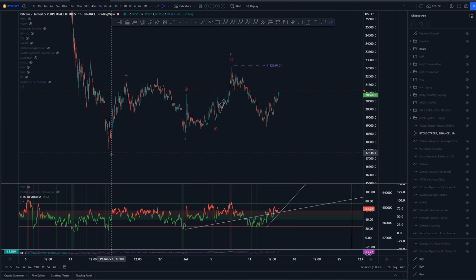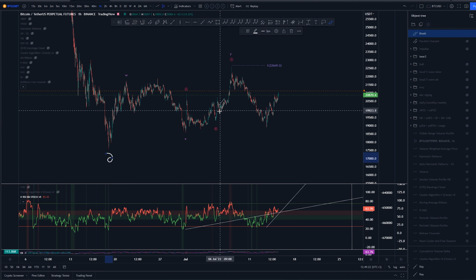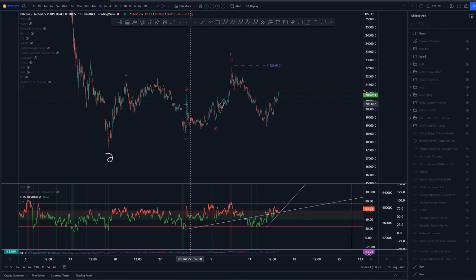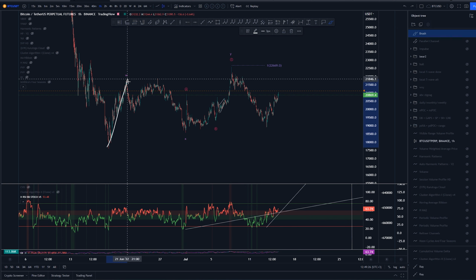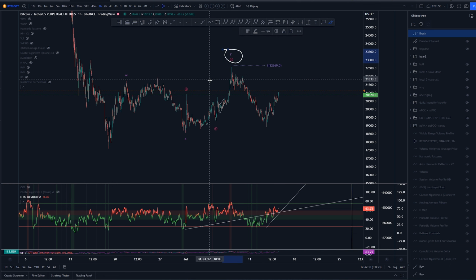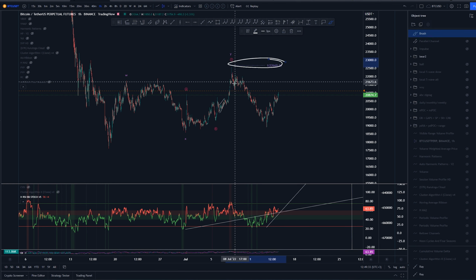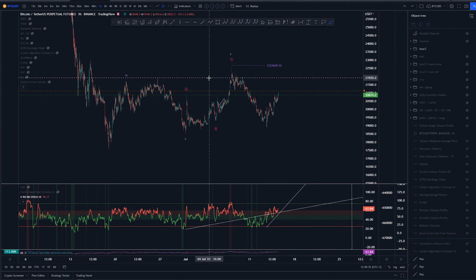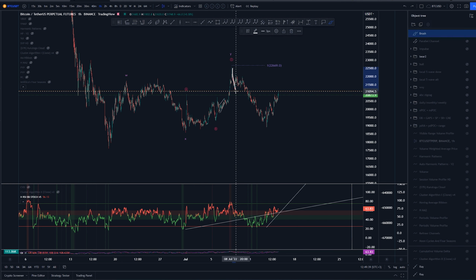That's a scenario which would support the fact that we would have this as A, and this would be the wave B. We would have this as a W, 3-wave pullback into X, and then 3-wave pullback or extension to wave Y, getting almost to the 1-to-1 extension here as the target. And then we would have this structure here as a 5-wave structure starting something new.